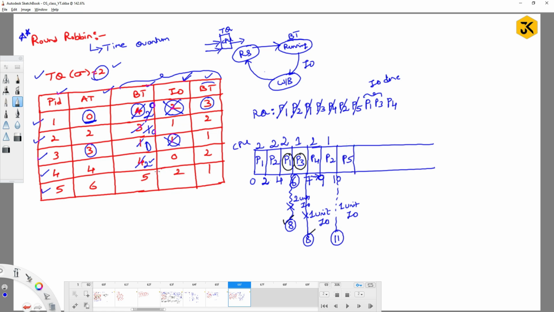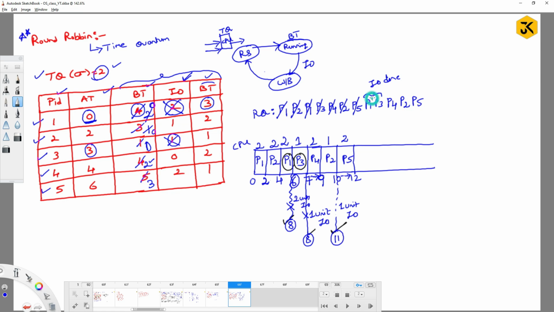P5 will execute for 2 units of time, left with 3. So it will be done by 12, right? But if you observe, as it is moving from 10 units to 12 units, in the middle you reach 11 units, which means P2 arrived in the interval between 10 and 12. So P2 will get back to the ready queue once again. Then after P5 completes, it will be added back to the ready queue once again.